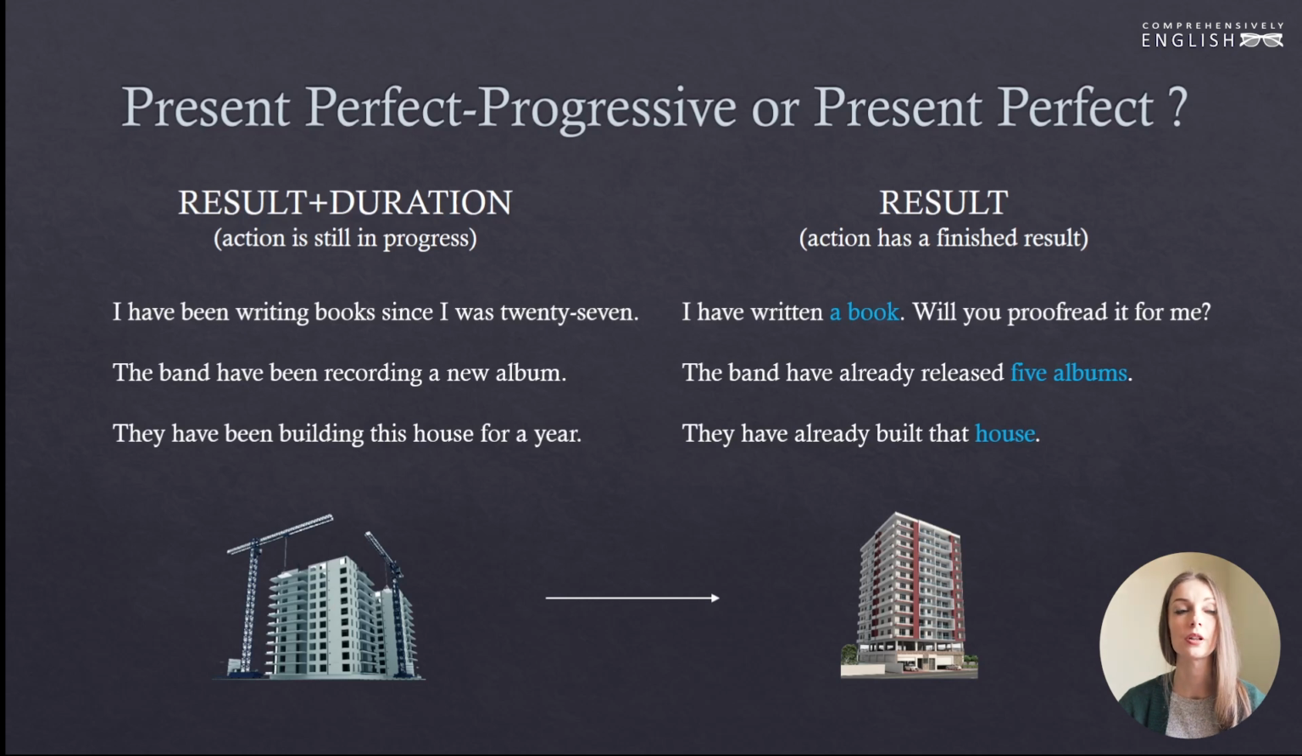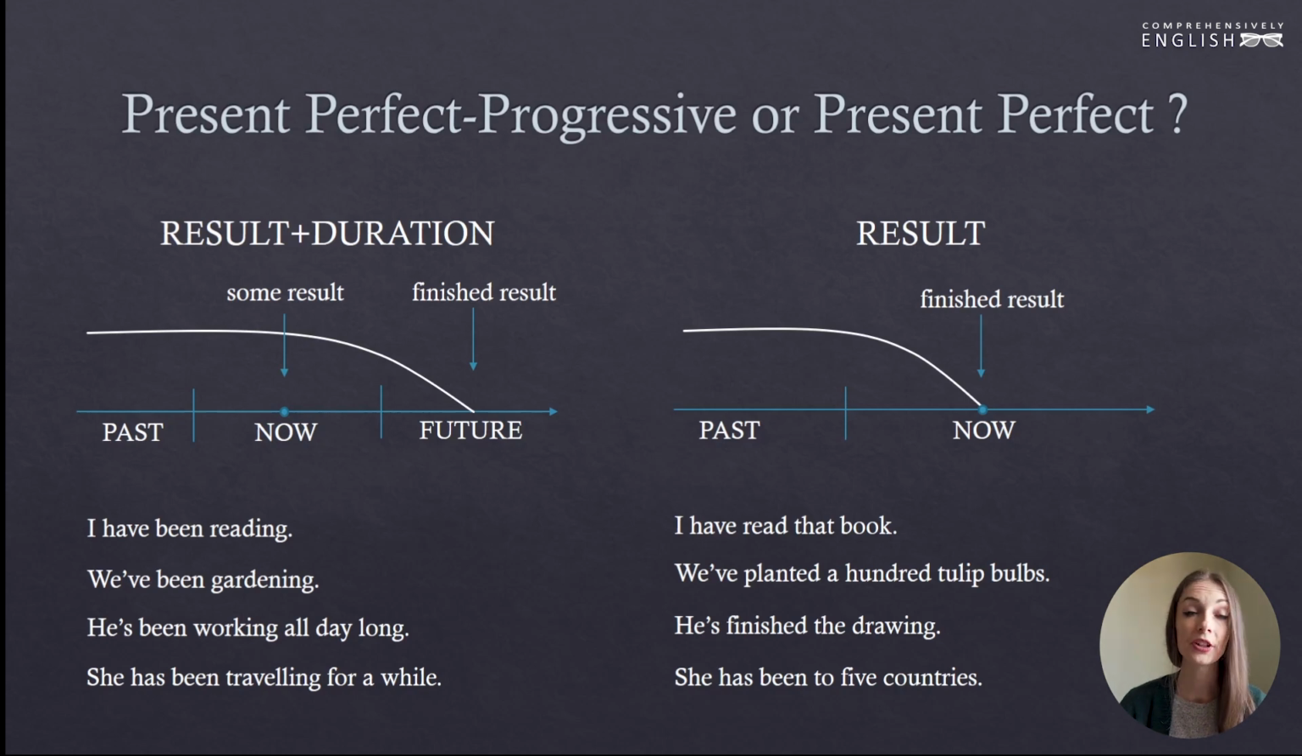We'll speak about the result. So here is this house. They have built it. So as you see, in both cases, we do speak about some result. But in the case of the present perfect progressive, this result is not finished. It's not full yet. We are kind of on our way to a completion.